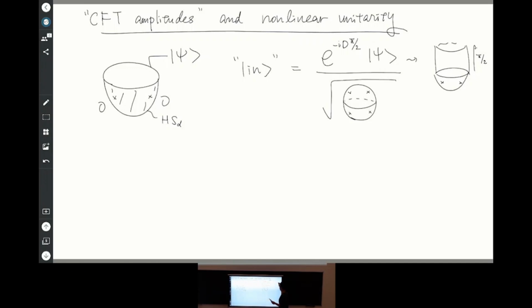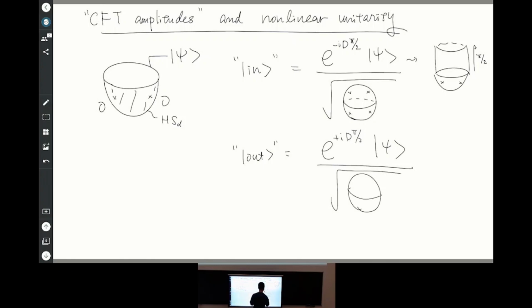So this is basically the state you get. And similarly, let's introduce the out state. What we do is the same, but we just put plus i pi over 2 psi, and then we again divide by the norm.